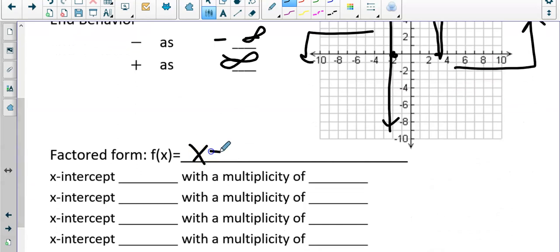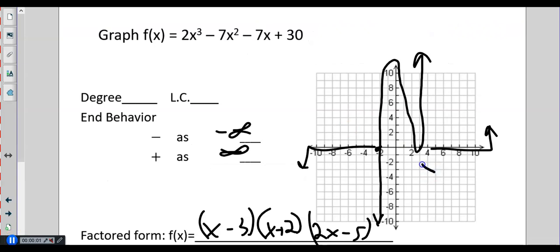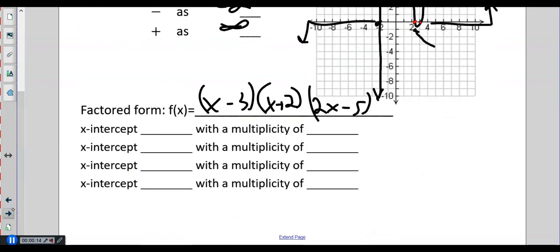So that was x minus 3, x plus 2, and 2x minus 5, which is where the 2.5 comes in is right there. So it's actually hitting right there at 2.5. Let's change that to red. So you can see where that point is at 2.5 where it comes down. Then it comes back up through the 3 right there. So my 3 intercepts are 3, the negative 2, and the 2.5 or 5 halves, which is from the previous screen. So they're all a multiplicity of 1, and that's it.